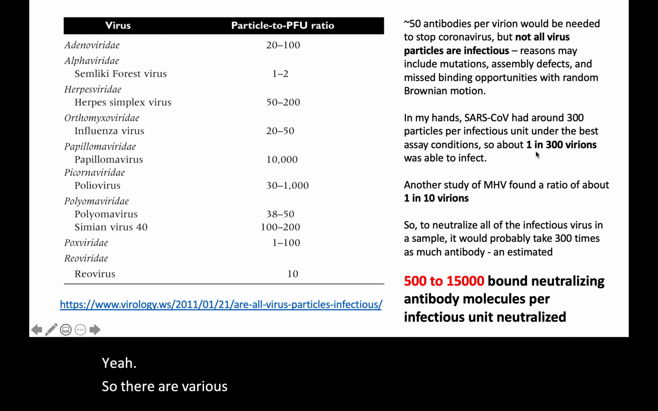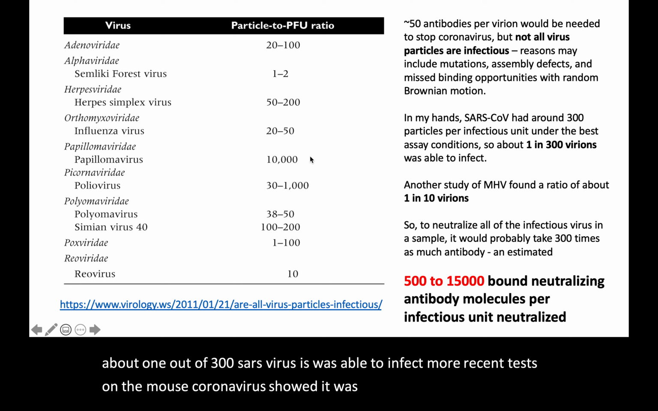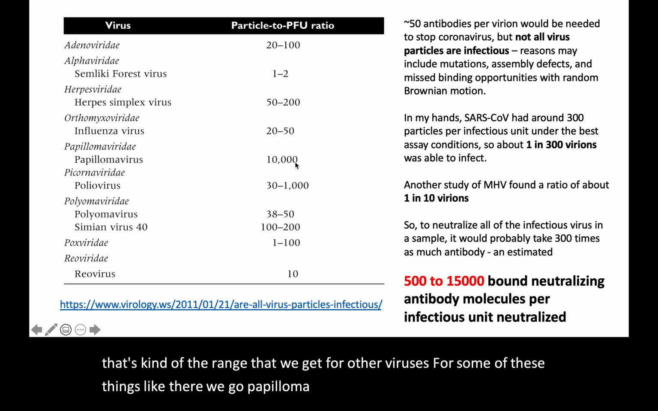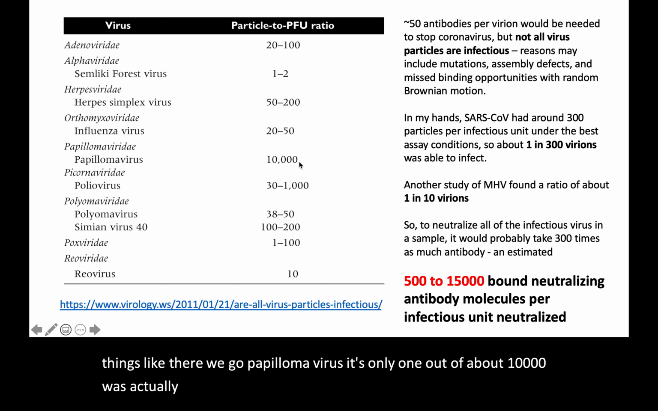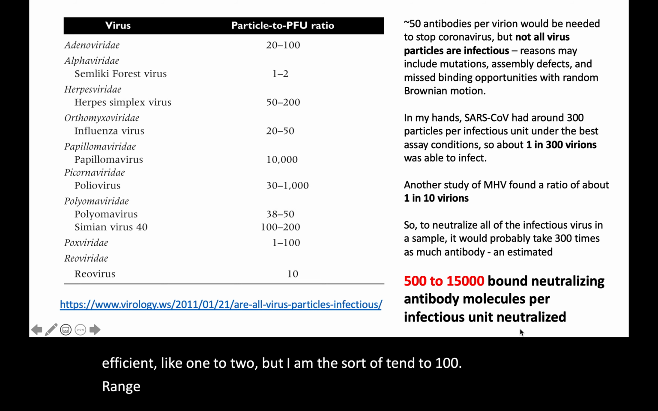So yeah. And so there are various estimates. A test that I did back in the day said that about 1 out of 300 SARS viruses was able to infect. A more recent test on the mouse coronavirus showed it was about 1 in 10. You can see that's kind of the range that we get for other viruses. For some of these things, like, there we go, papillomavirus, only 1 out of about 10,000 was actually able to start an infection in that case. For others, it's really efficient, like 1 to 2, but in the sort of 10 to 100 range, that seems about right for viruses.